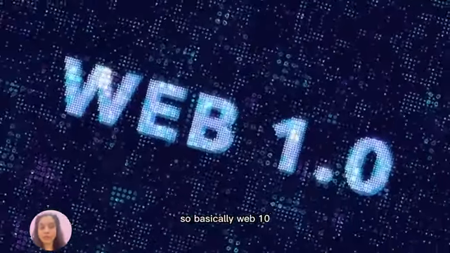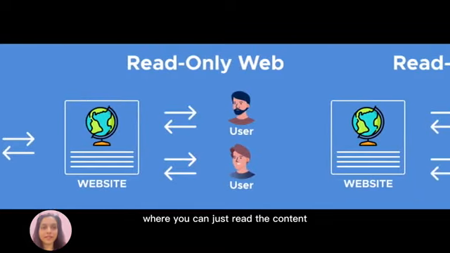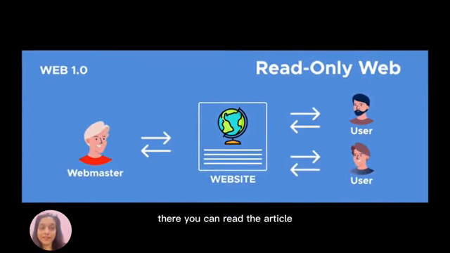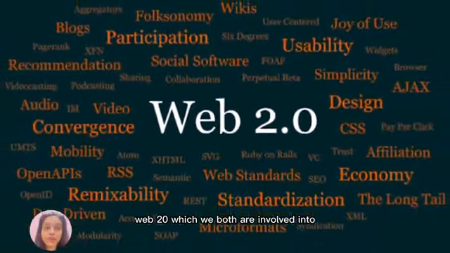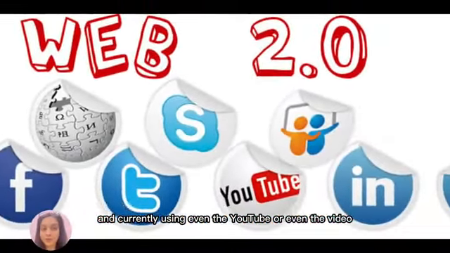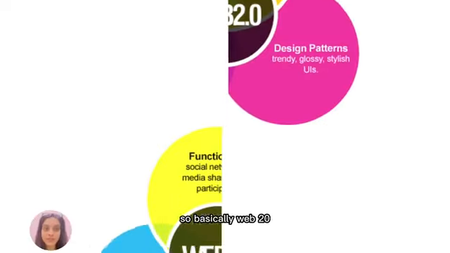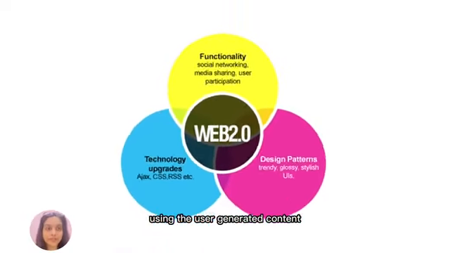So basically Web 1.0 was a basic HTML website where you can just read the content. It is similar to a paper or a newspaper where you can read the article, you can get the information, that's it. Then came Web 2.0, which we are both involved in and currently using. Even YouTube, or even the video which you are going to subscribe to, comes in Web 2.0, and all the social media which we are using. So basically Web 2.0 provided a more dynamic web using user generated content.